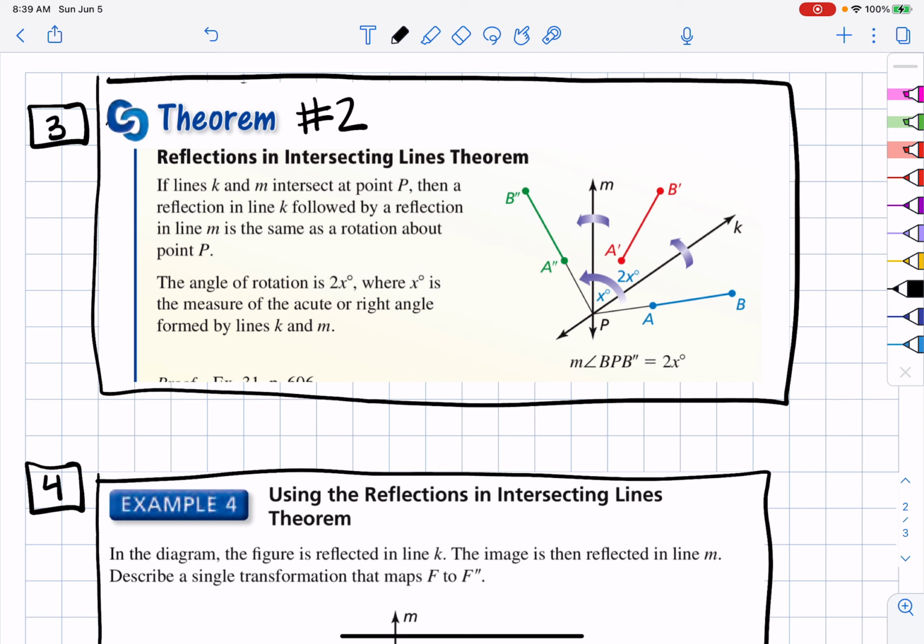Okay, box number 3 is theorem number 2. Remember, there are 2 theorems in this little video here. And let me walk you through the reflections one, and then we'll talk about it and show you the example with it. So, reflections and intersecting lines theorem.